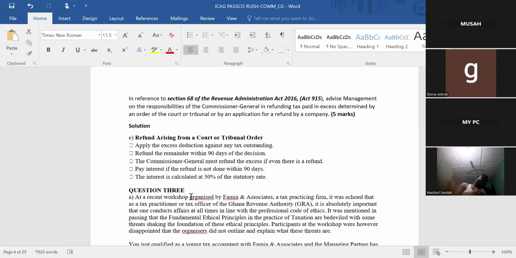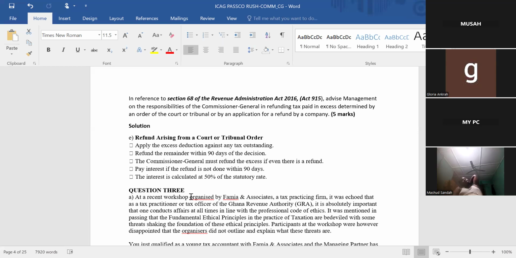Within 90 days. The law says that if the Commissioner General fails to pay within 90 days, interest must apply. After the 91st day, you start accruing interest on your overpaid taxes, and it is 50% of the statutory rate. But I don't actually see this being demanded by taxpayers. The tax authority and the taxpayer have to be fair; sometimes if they pardon you, you have to pardon them a little.